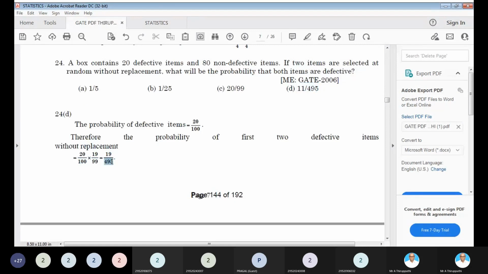But here 19 is given, the 11 base given. So wrong answer. Next.